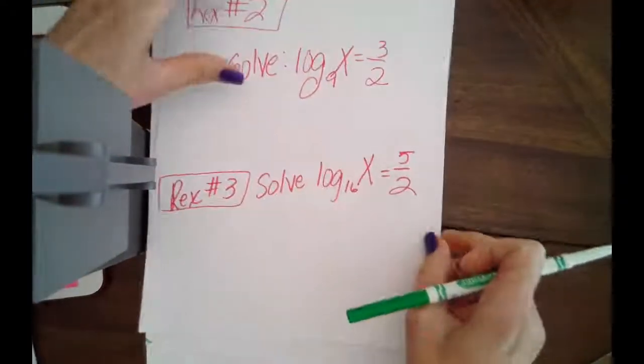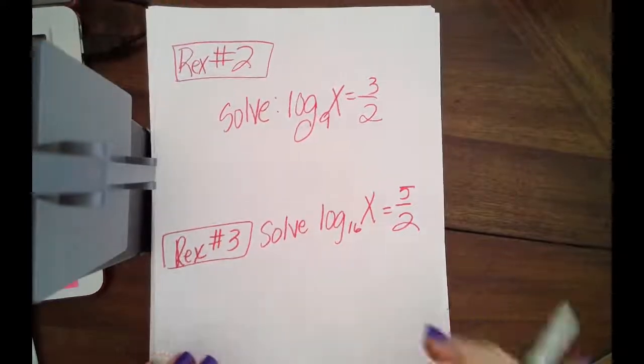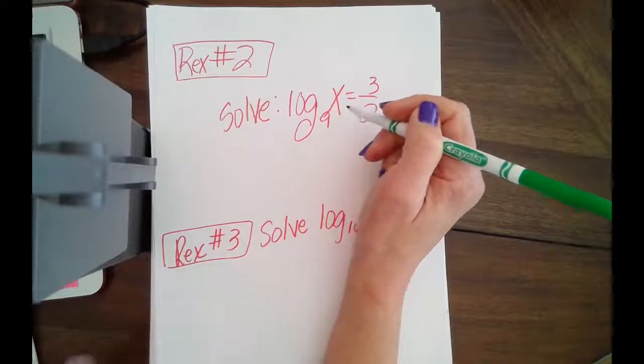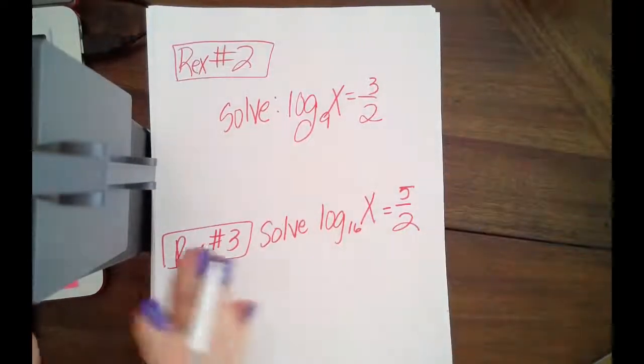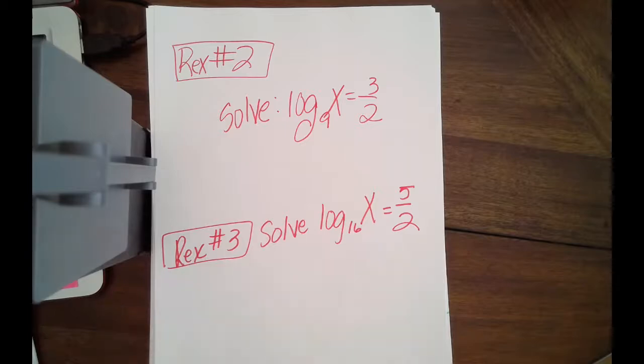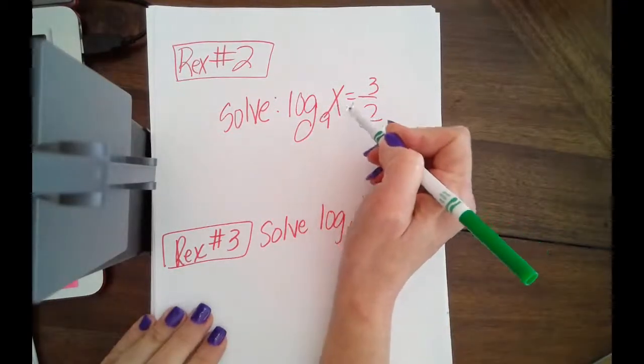Okay, next, we're going to start with Rex number 2. We're still solving some basic equations. I have Rex 2 and Rex 3. All right, let's look at this one. Right now, it's in log form. Remember how I taught you to shift from log form to exponent form? It's going to be beneficial depending on what your goal is and what you're given. So right now, it's log base 9 of x equals 3/2.